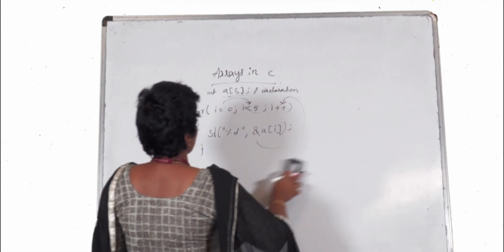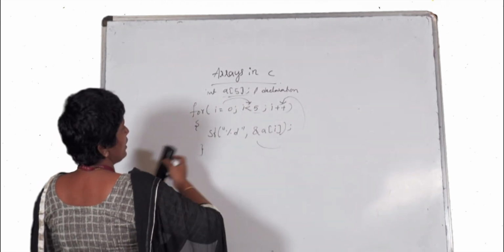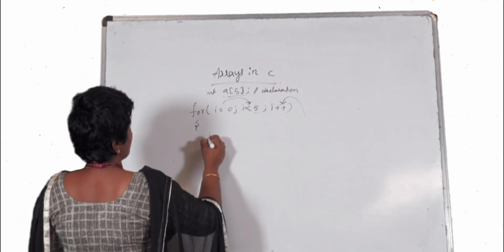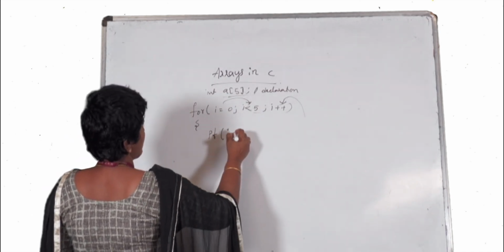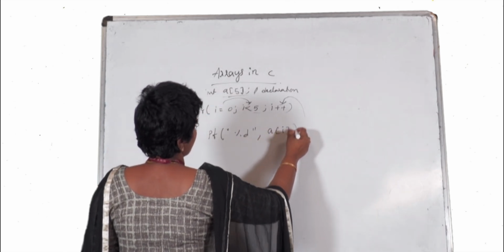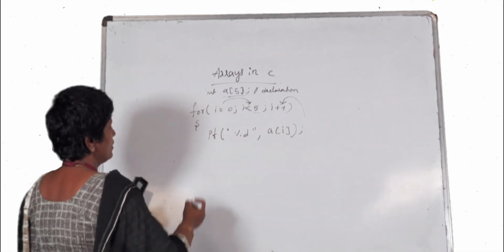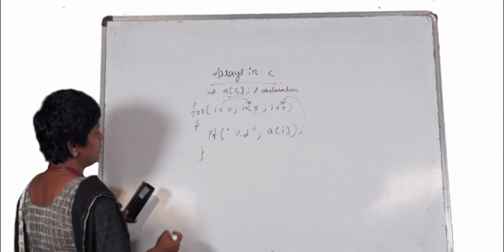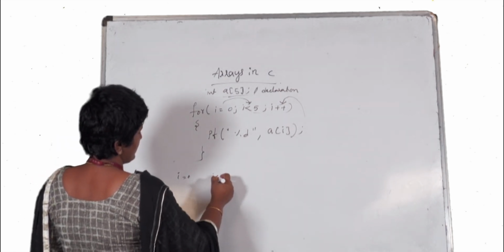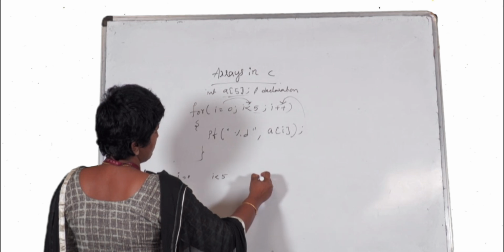So just i equals to 0, i less than 5, i plus plus. After that, printf "%d", a of i. Same thing, i value, i equals to 0, i less than 5 and i plus plus.